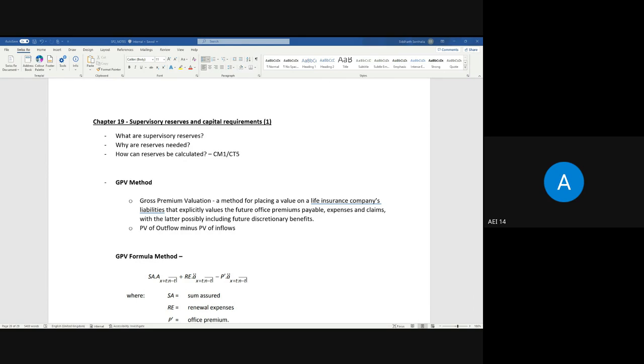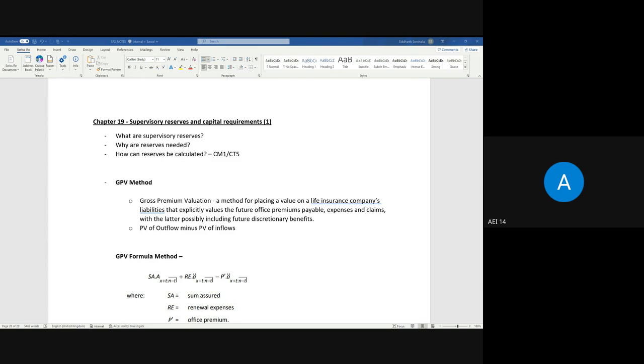Now, reserves are the first step of protection that the regulations provide to stakeholders of an insurance company. The second set of protection is called a supervisory capital requirement. Going back to the reserves for a second, we talked about a prudent set of assumptions. This does not just include mortality. This can have other things as well. So a more prudent set of expense assumptions, a more prudent set of lapse assumptions, a more prudent interest assumption, everything can be set to a more prudent level.